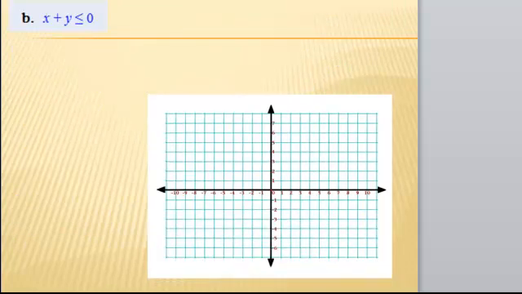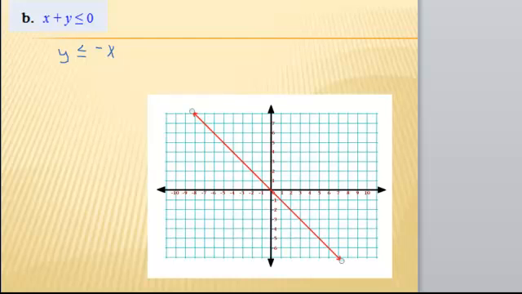Okay, so how about this one? Go ahead and solve it for y. So you'll move the x over. You'll have y is less than or equal to negative x. y equals negative x, which if you remember is a line that goes diagonally. The slope is negative, so the line is going to be falling from left to right. So to graph this line, we would plot the points 0, 0, negative 1, 1, negative 2, 2, negative 3, 3, like that.